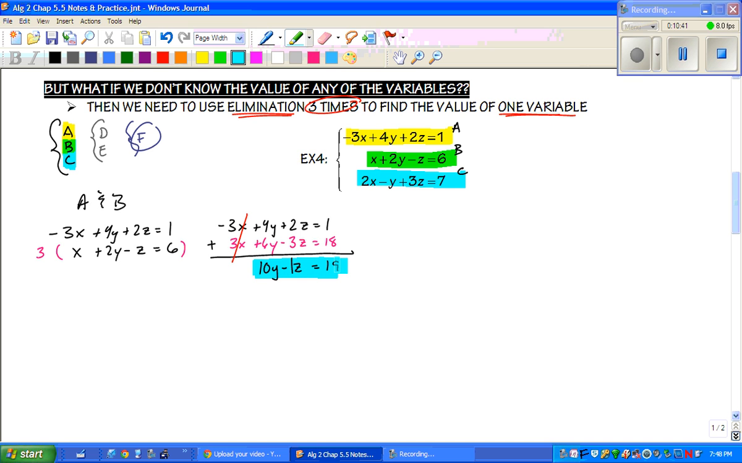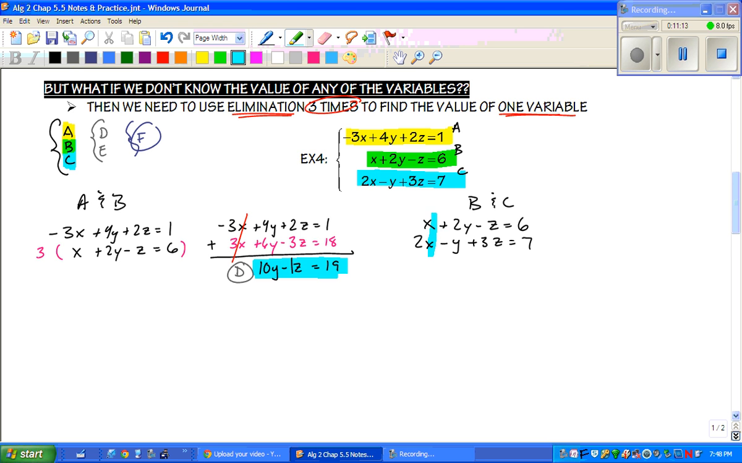Okay, so that is D. But now we've got to find the other equation. So now we're going to do B and C. We're just going to write those down. And 2x minus y plus 3z equals 7.